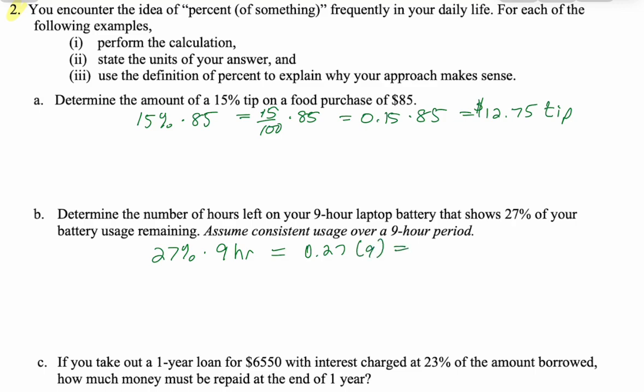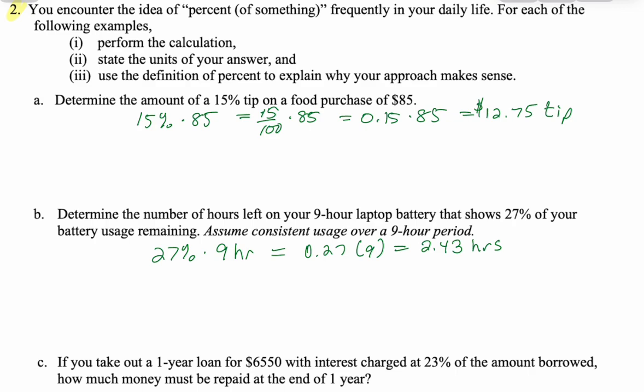Now, I rounded a bit, so be very careful how iMath tells you how to round. It naturally goes to 2 decimal places, so just watch if they want that answer, or if they want a rounded version, and that would be hours. So that means that if I consistently am sitting there using it, I have 2.4 hours to go.